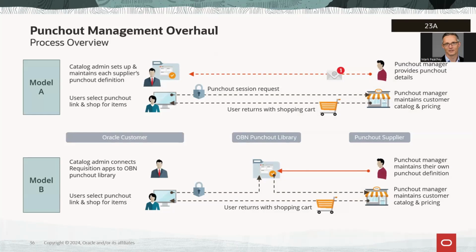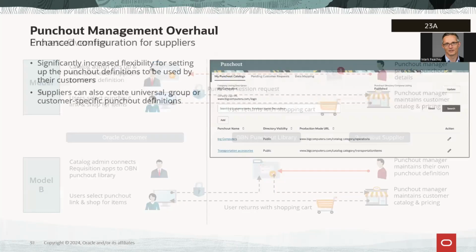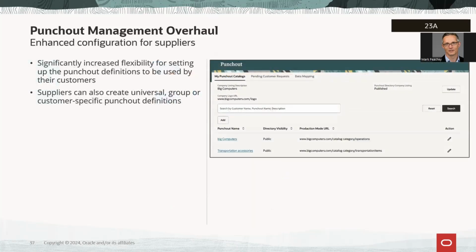And I guess this graphic really explains that process in terms of the traditional Model A, whereby all of the punch-out definition is maintained by the Oracle customer, and punch-out Model B, where the Oracle customer no longer needs to do that because the supplier looks after their own punch-out definitions inside the OBN punch-out library. As I say, suppliers have multiple options now in terms of how they can set up, configure and assign those punch outs to the customers that request access to them.